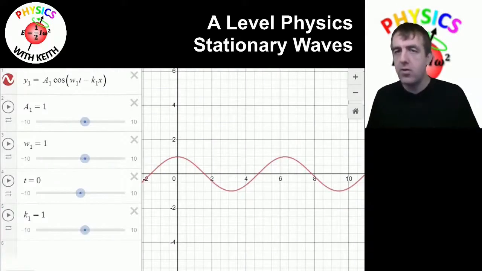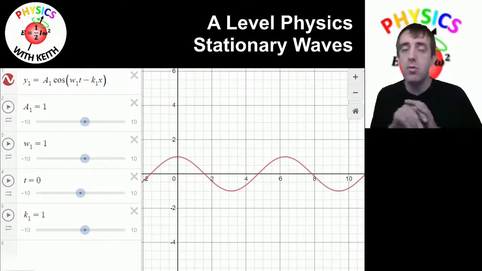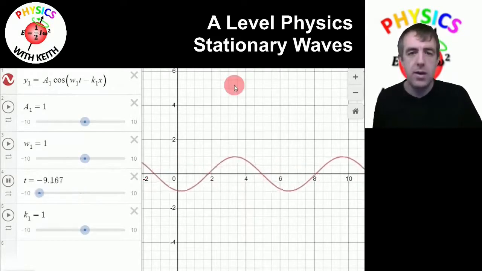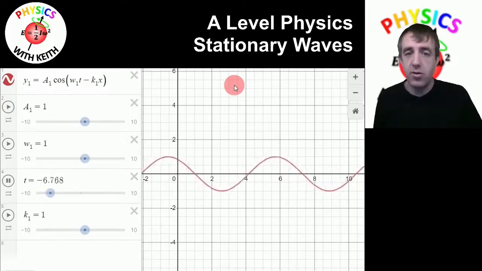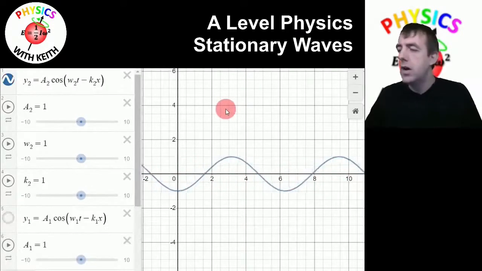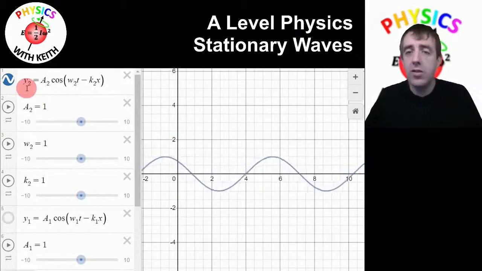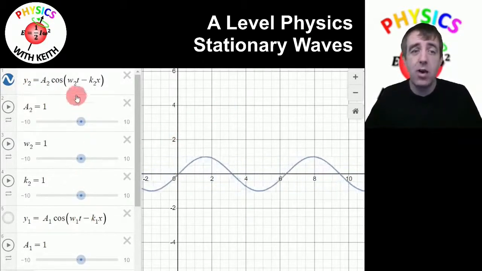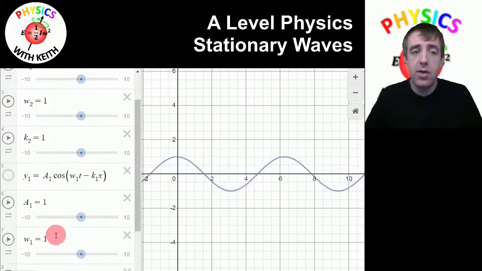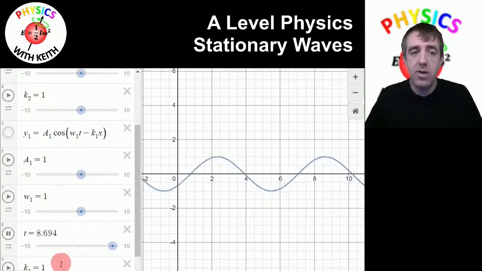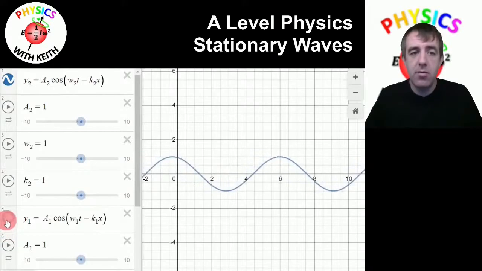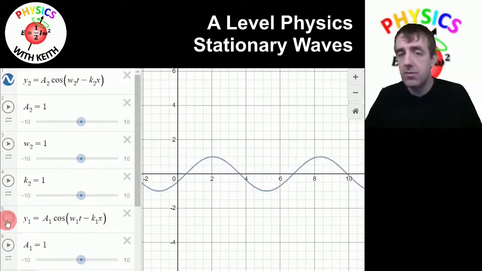But the waves we're interested in have a spatial and a temporal component, and so I've included both of those within this cosine. And as you can see, as time marches on, the wave appears to progress from left to right. Now I've just included another wave here, y2, which is exactly the same as y1, because my amplitude is the same, my angular frequency is the same, and my wave number is the same. So as time marches on, my blue wave and my red wave are in exactly the same place.